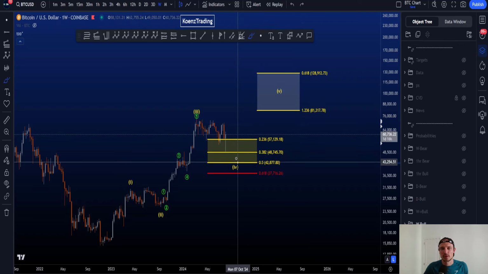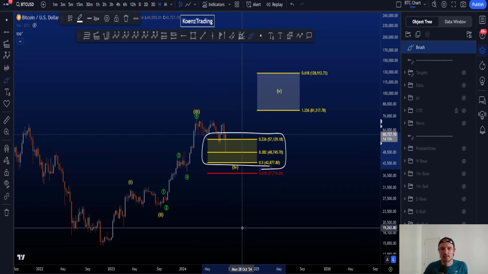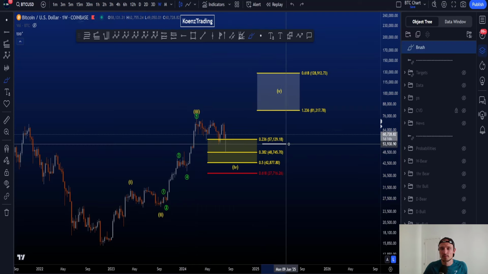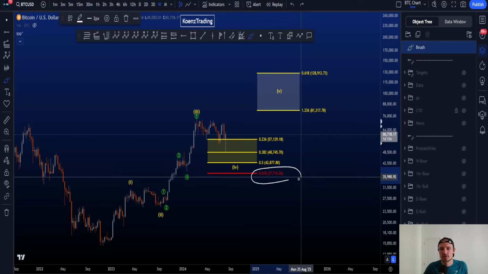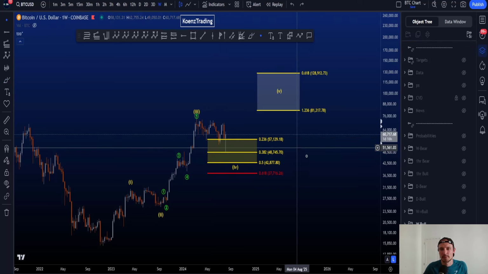The most common target for your wave 4 is between the 0.236 and the 0.5 Fibonacci, taken from the start to the end of your wave 3, giving you a target between 57.1k and 42.8k, with the invalidation being 37.7k, and at the moment nicely respected.